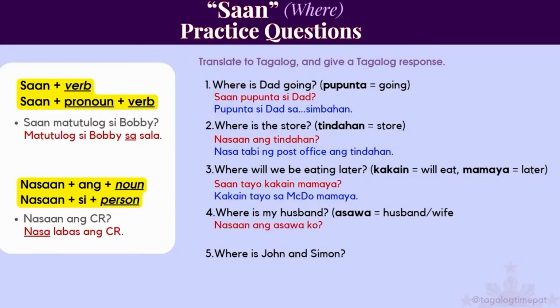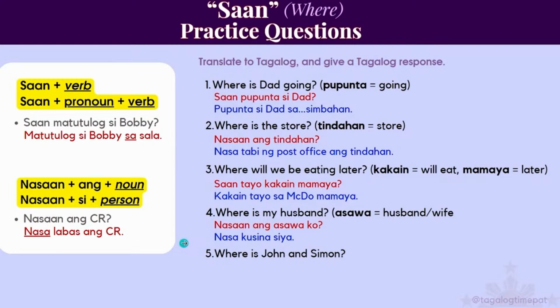Next, where is my husband? Asawa means husband or wife. Nasaan ang asawa ko? So we're asking about a noun or an object. So nasaan is what we used. Nasaan ang asawa ko? Where's my husband or wife? Husband in this case. Number 5, where is John? Oh, your response, nasa kusina siya. Nasa kusina siya. He is in the kitchen. So remember, anytime you're using nasaan, your response has to have nasa. And then up here in the previous example, anytime you're using saan, your answer has to have sa.